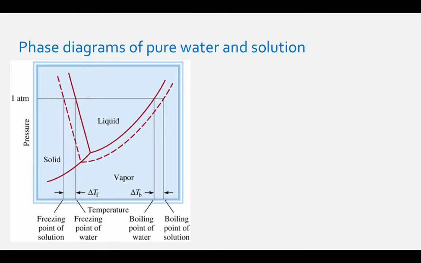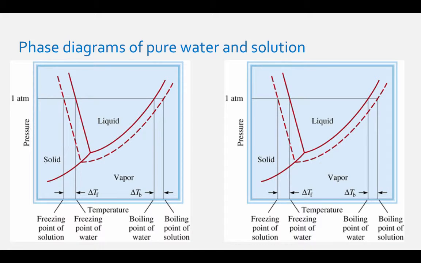Now we will introduce our next two colligative properties, boiling point elevation and freezing point depression. Looking at this same phase diagram, if you compare the boiling point of the solvent and the solution, you see that the boiling point is higher for the solution, and the freezing point is lower for the solution than the solvent. But why is this?